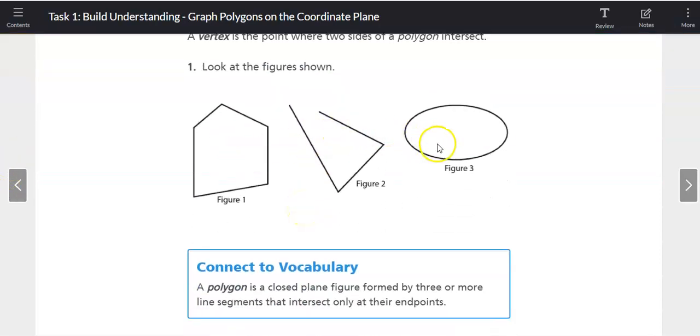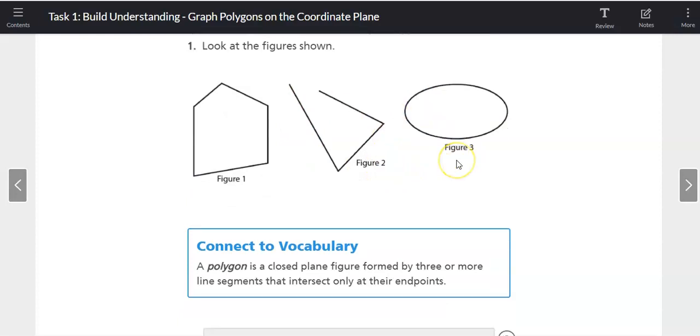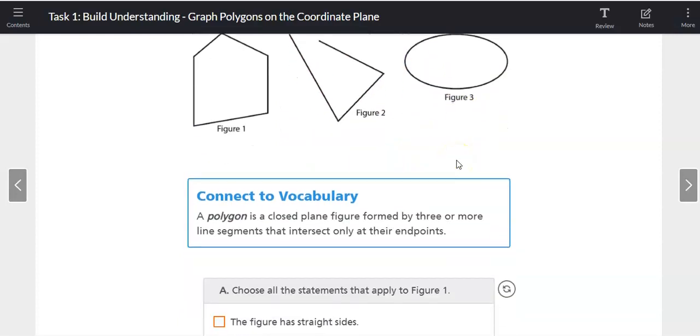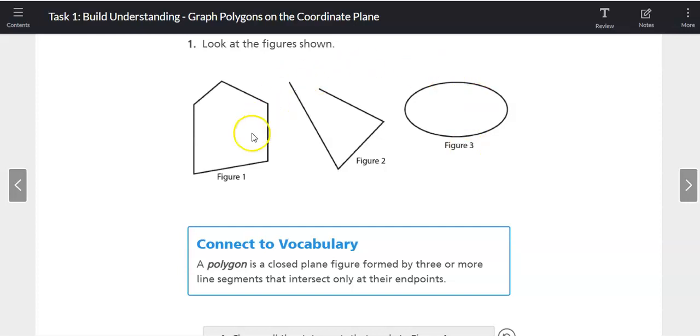Let's look at these figures. We have figure 1, figure 2, and figure 3. A polygon is a closed plane figure formed by 3 or more line segments that intersect only at the endpoints. So the only one of these three figures that is a polygon is figure 1. Figure 2 is not a polygon because though there's 3 line segments, it doesn't connect here. Figure 3 is not a polygon because there's only one line segment here.